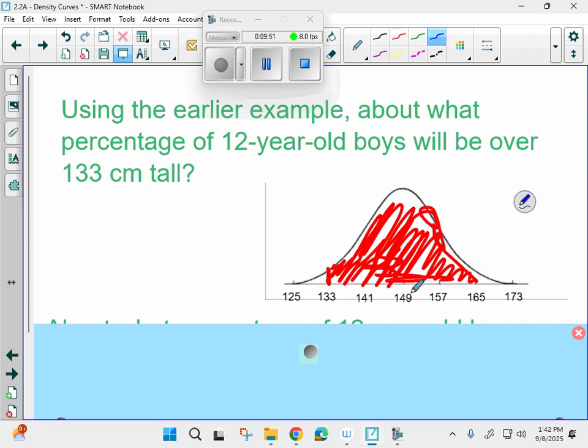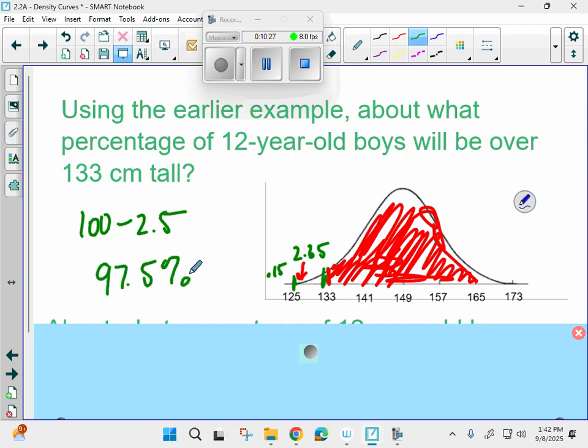There are a lot of ways to find this. Does anyone want to give me one method to find the percent of boys who are over 133 centimeters tall? Yes. Yep. And we just learned that this little piece here is 2.35, and this little piece here is 0.15. So that totals 2.5%. And do 100 minus 2.5%, and I get 97.5%. Okay, that would be one way to do it.